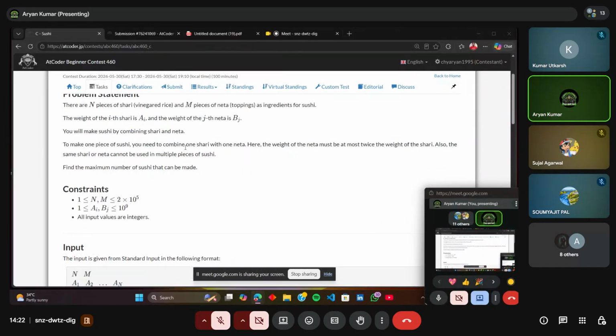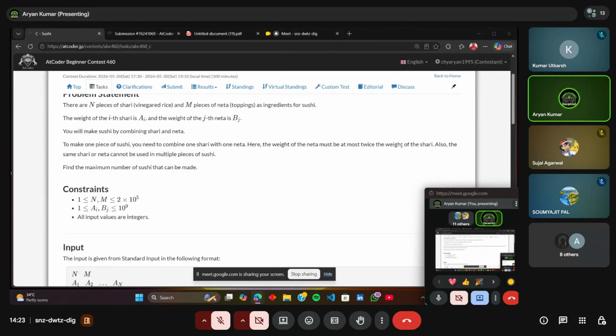Now we will make sushi by combining one sari and one neta. To make one piece of sushi, you need to combine one sari with one neta. Here the weight of neta must be at most twice the weight of the sari. This is the main condition that we will have to keep in mind, that whenever we take one piece of sari and one piece of neta, the weight of neta must be less than or equal to twice the weight of sari.